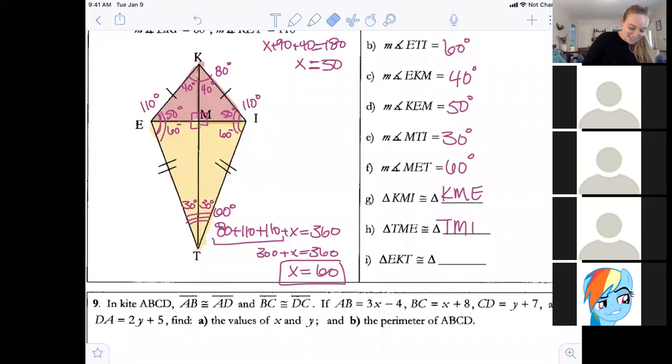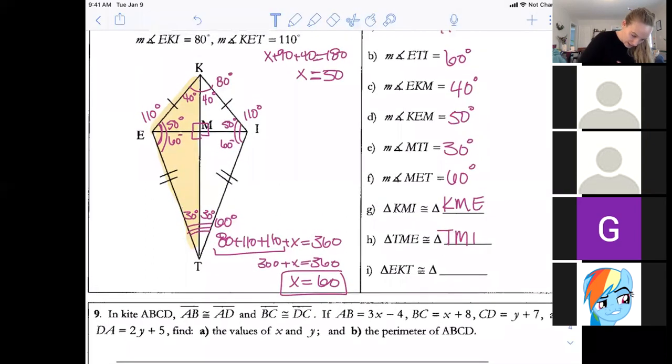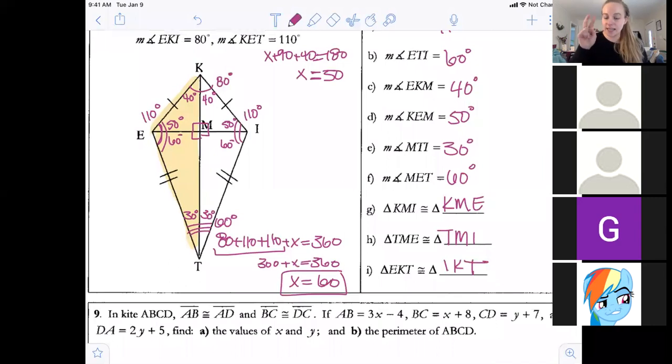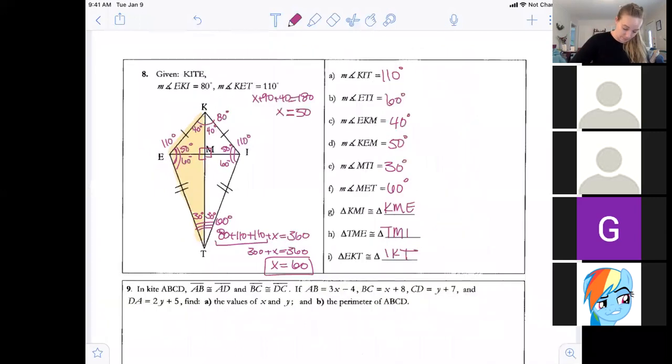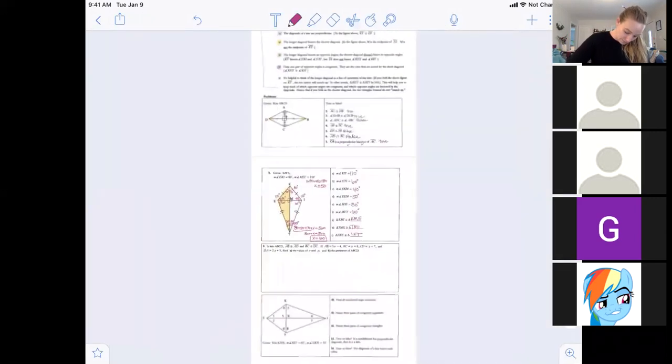And then the last one is EKT. I'm going to erase all that because EKT is going to be EKT right here. And then somebody else give me what triangle EKT is congruent to. Would it be IKT? IKT, awesome. Good job, Gavin. I love how carefully Sydney and Ava and Gavin all named their triangles to make sure that the angles were congruent to each other. Okay.